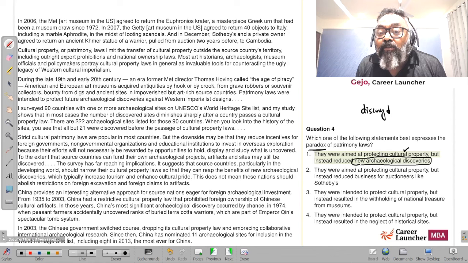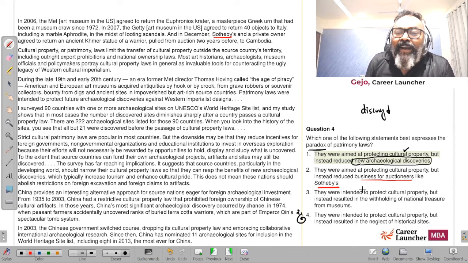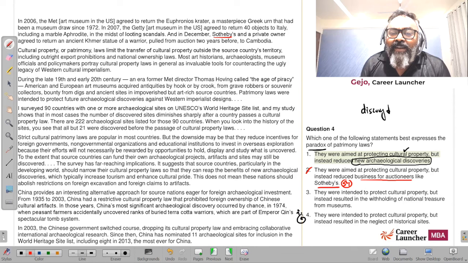It is quite possible that people would have got confused with answer choice number 4, if you miss the central idea. So these two are easily eliminated. They were aimed to protect cultural property, but instead reduced business for auctioneers. You can't say it like that, it is randomly put in. This is sidetracking, deliberately putting something that was somewhere else here. And this is wrong. They were intended to protect cultural property, but instead resulted in the withholding of national treasure from museums.